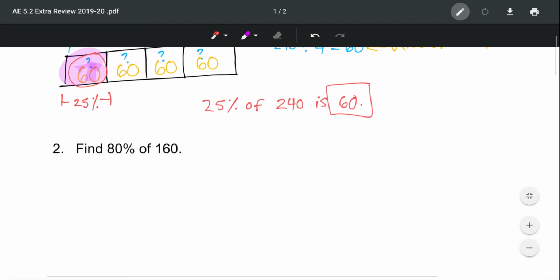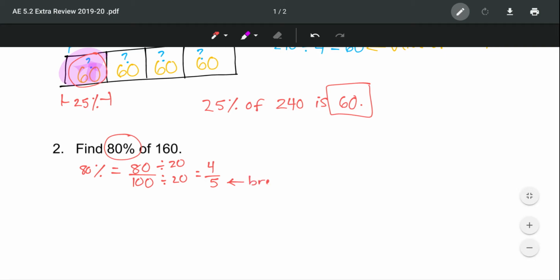Number 2 says to find 80% of 160. So take 80% and write it as a fraction. That would be 80 out of 100. Then you want to reduce that, so you can divide by 20, and you get 4/5. The denominator tells you how many parts to break your bar model into. So you're going to break your bar model into 5 parts.